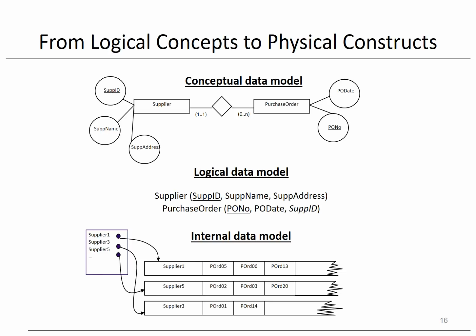This figure shows an example of a simple conceptual data model, which is translated into a relational logical model and ultimately into an internal data model. The relationship type between a supplier and his or her corresponding purchase orders is represented by means of a foreign key in the relational data model. In the internal data model, it is implemented by storing a supplier record physically adjacently to its purchase order records.